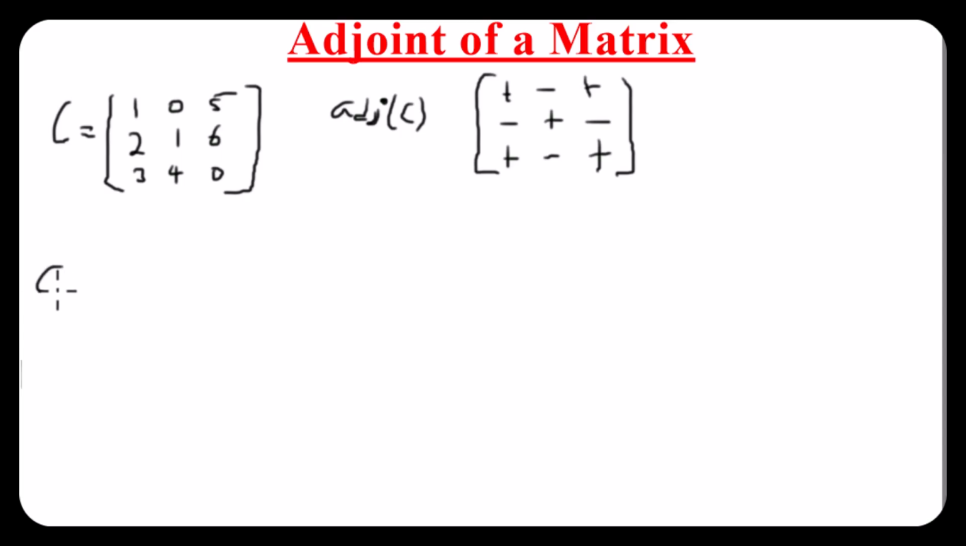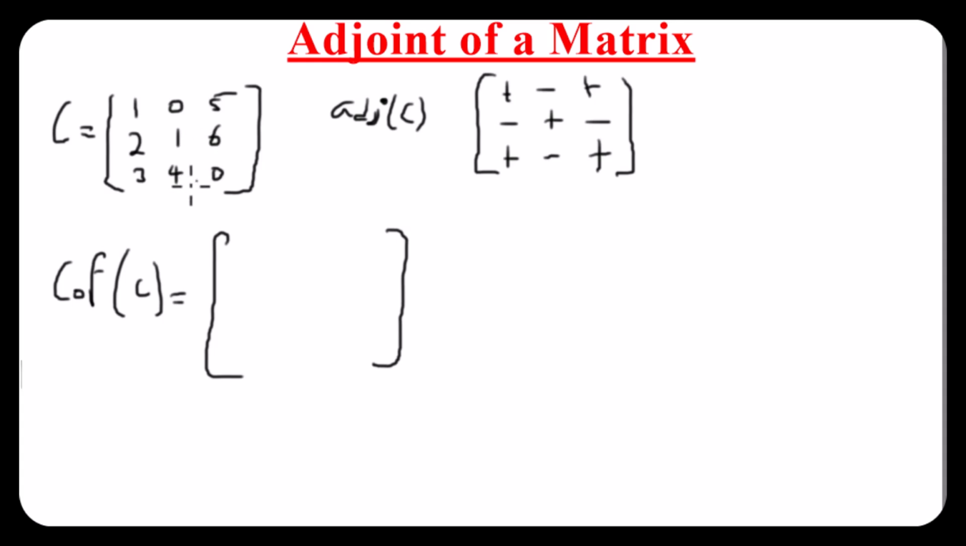Okay, so now writing the cofactors of matrix C. Let's just denote that properly. The cofactors of C will be equal to, so let me draw my matrix with brackets. Positive 1. I'm striking out the first row and the first column. I'm left with 1 6 4 0. So 1 times 0, that's 0, minus 6 times 4.